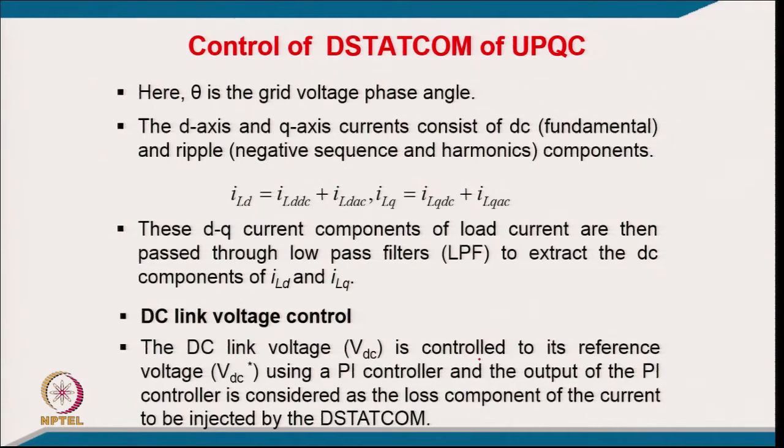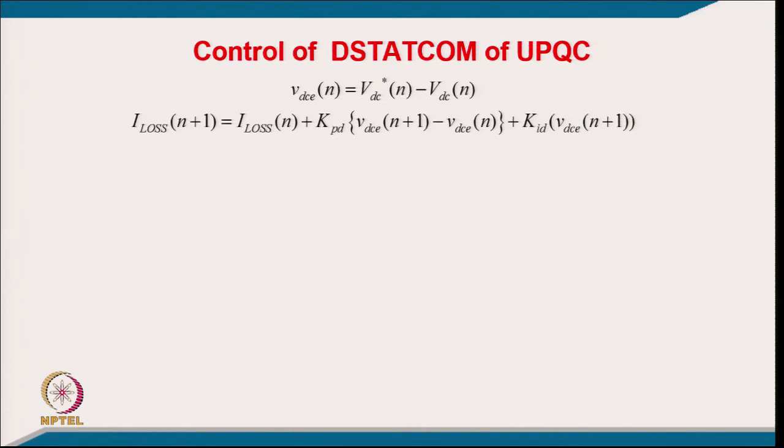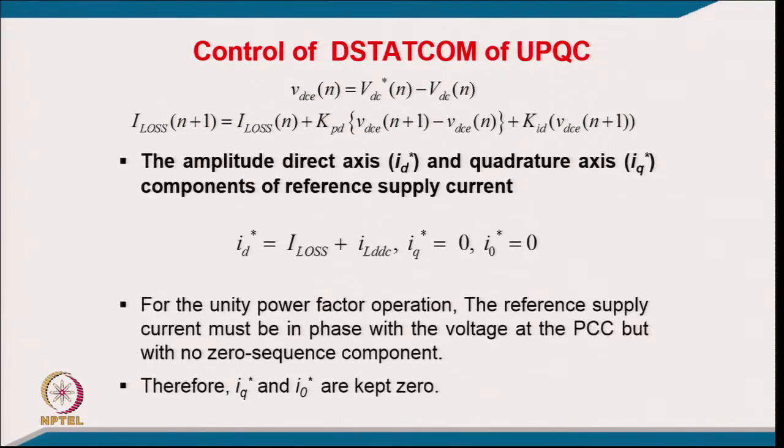For DC link voltage control, we put a reference voltage and use a PI controller to regulate the voltage, and we consider the loss component as in the case of the D-STATCOM. This is the error, and this is the PI controller equation for calculating the loss component for regulating the DC link voltage of the DVR.